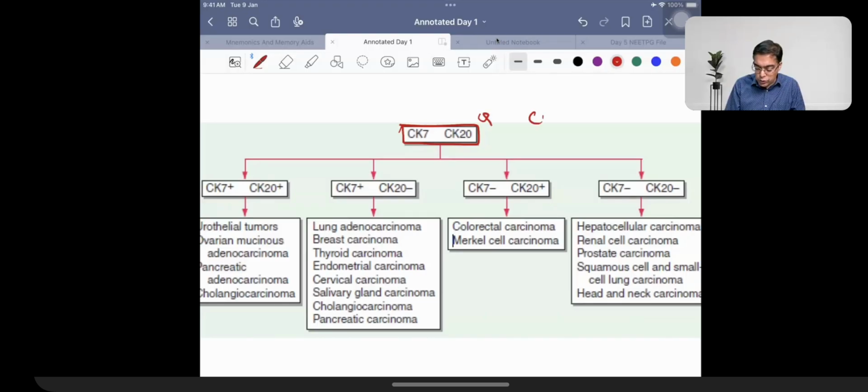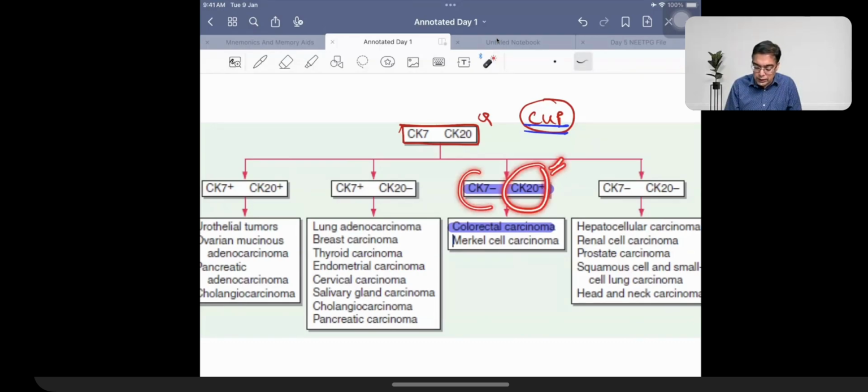This is just for the sake of a recap, because this is what we discussed in the beginning. CK7 and CK20 are useful for differentiation of carcinoma of unknown primary. And the only question which has been asked in the exam so far on this is with regards to colorectal carcinoma. It is CK7 negative, CK20 positive. Right, so I hope you remember that. C for colorectal cancer and M for Merkel cell cancer, which are going to be CK20 positive, CK7 negative. CK7 negative, CK20 positive. That is what is to be kept in mind over here.